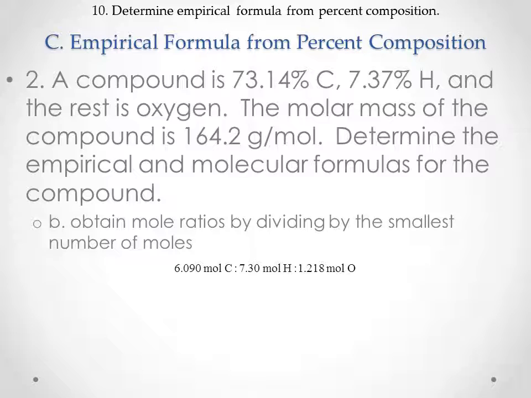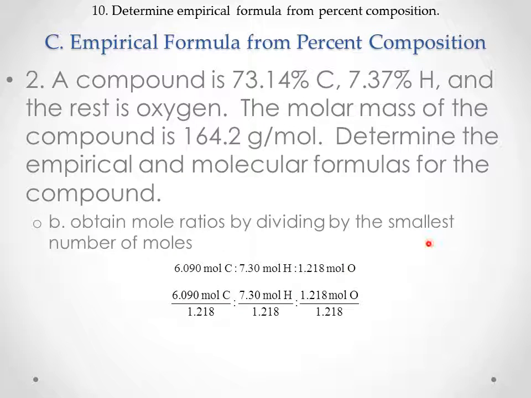There's really two reasons for it. First of all, if you think about writing formulas, we never write formulas with fractions. C 6.09, H 7.3. We need whole numbers. Second of all, the reason we want to divide by the smallest one is that it ensures that the smallest number we're going to get is 1. We never write a formula with a subscript less than the number 1. So if we divide by the smallest, that ensures that that is the smallest number we could get.